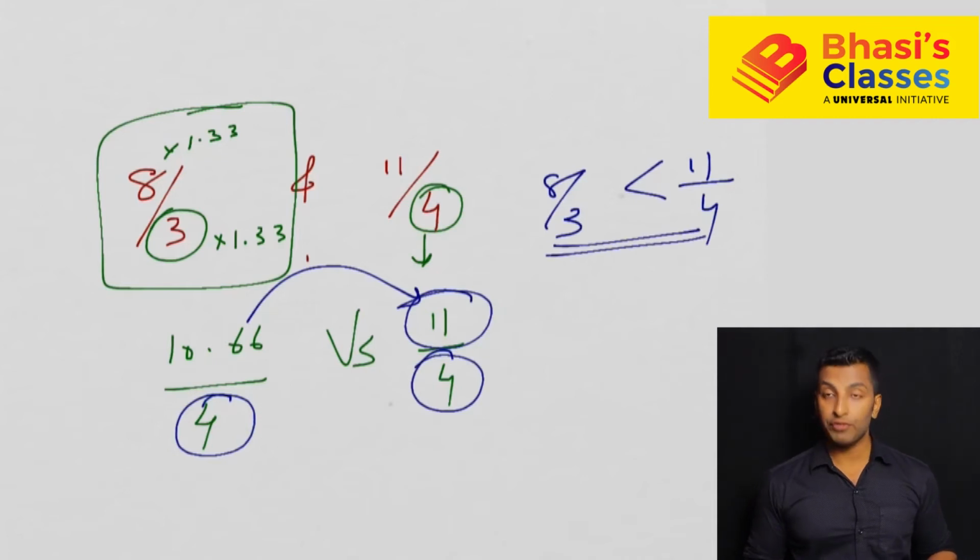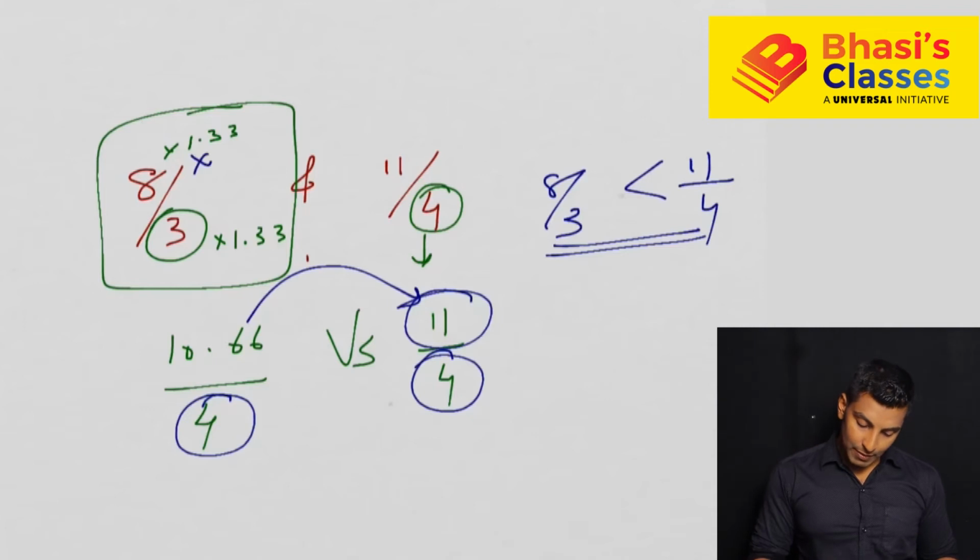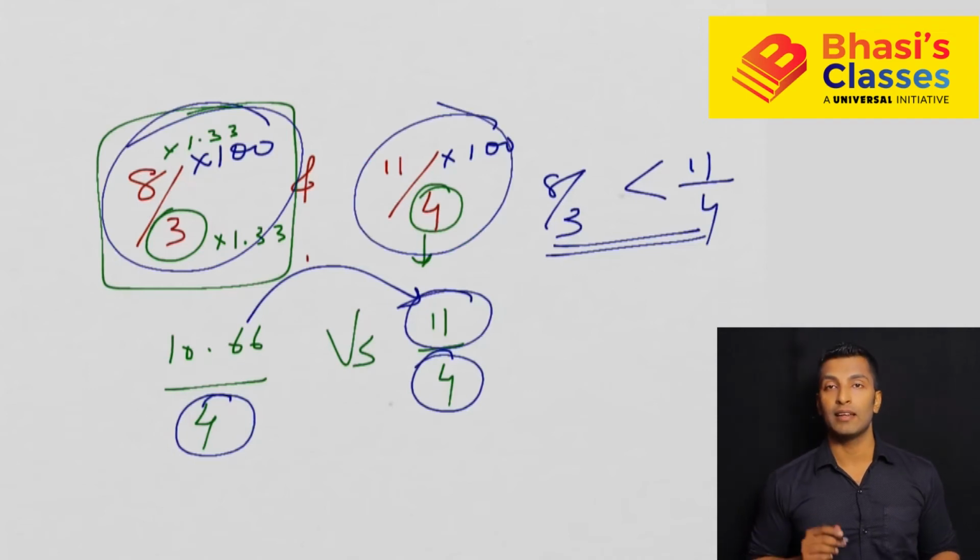So this is one of the methods. Otherwise, what we generally do is, you just multiply this by 100, this also by 100. So effectively you are converting this to percentage and this also to percentage. Then you see where you get the higher percentage.